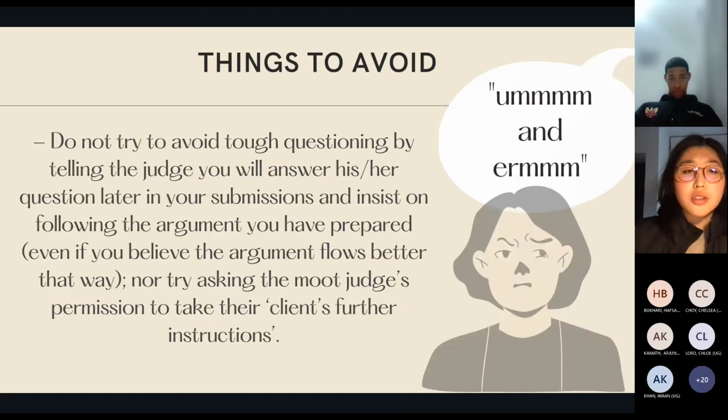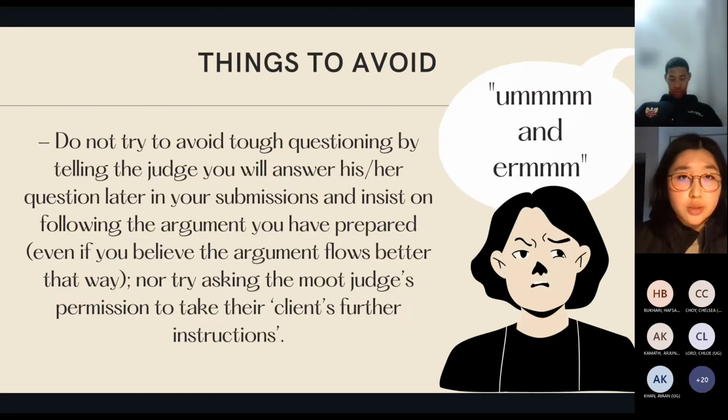And another thing is this one. This is really, really important. This has happened before, and all judges do not like it when you try to avoid their question or delay what they've asked. So if they've asked you something that you are going to address in your second submission, answer it right there and then anyway.